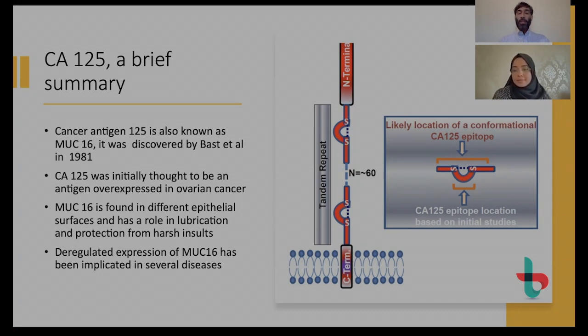Oh, that's interesting, because I thought CA125, because we call it cancer antigen, is only related to ovarian cancer. But now I know that the main role of CA125 is lubrication and protection from harsh insult. Maybe because of this lubricant property, you can find it in the pericardium, in pleural effusion, and also in the abdominal cavity. Yes, when things need to rub against each other. Am I right?